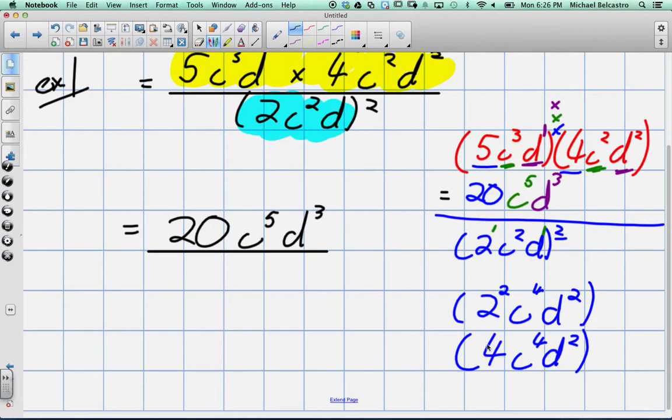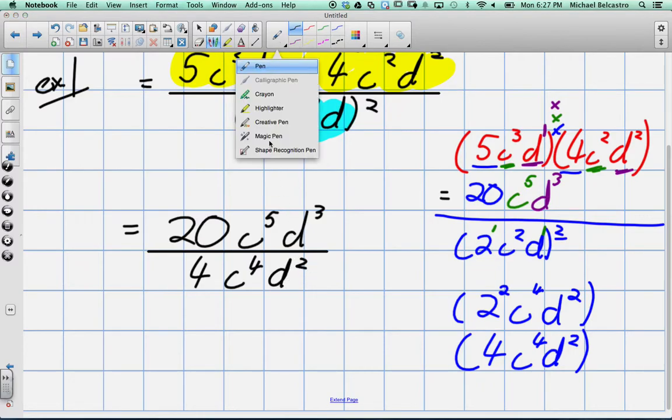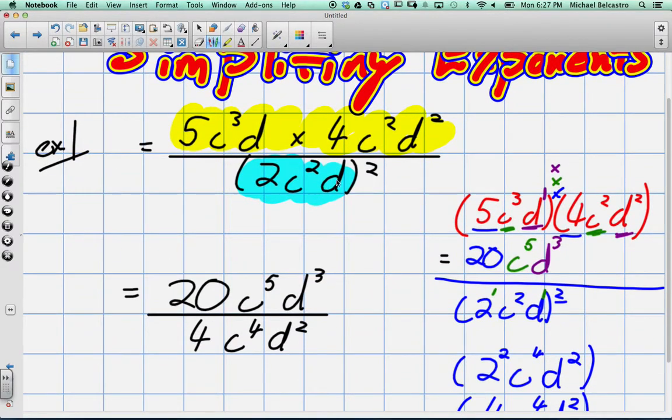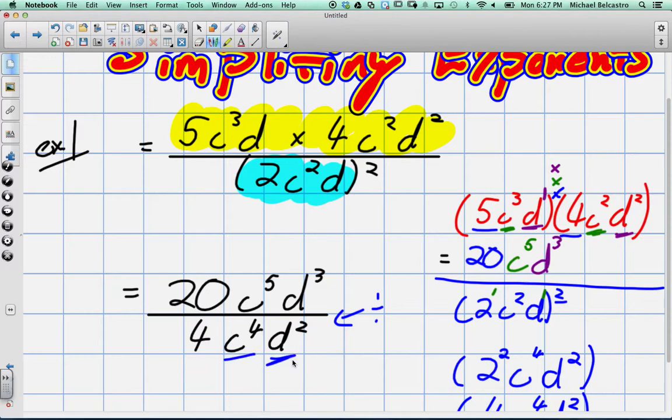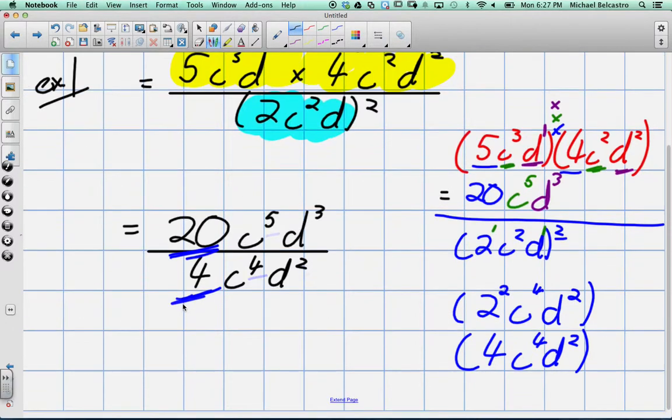So now I'm going to write this on the bottom. 4c to the 4 d squared. But we did a lot of work. This is a difficult question. We already did the top part, and we simplified the bottom part to get just to here. I've technically done almost 4 steps just to get here. And then there's one last step. This means division, right? So with our variables, we subtract all of our exponents. With our coefficients, I actually have to divide those numbers. Do we know what 20 divided by 4 is? 5. That's right.